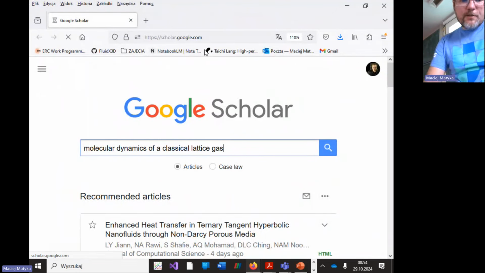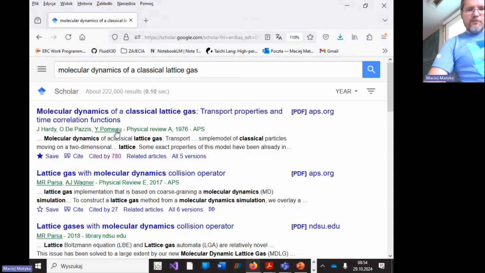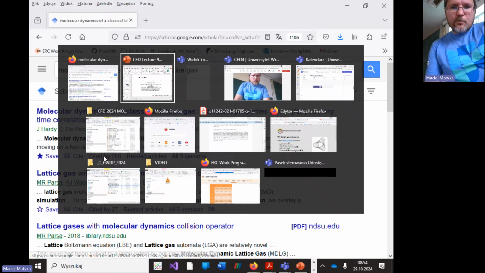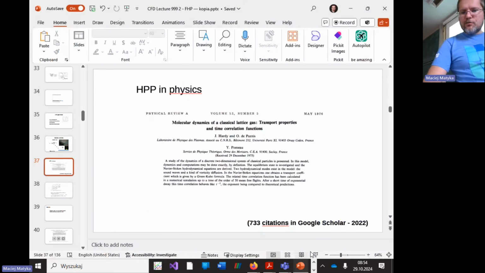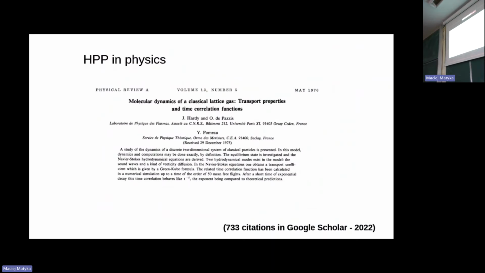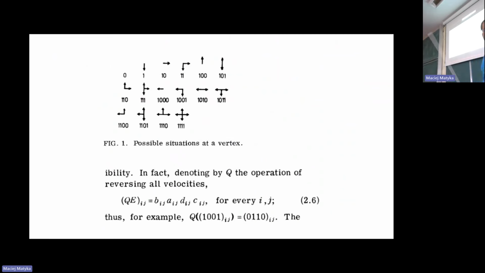And let's see how many citations it has in 2024. 780. You see, it is still in use. It's amazing. People still study this model. It's interesting probably because of the simplicity, because of the simplicity of showing that this is Navier-Stokes and calculating Green-Kubo for the transport coefficient is something else. This you can do statistically.